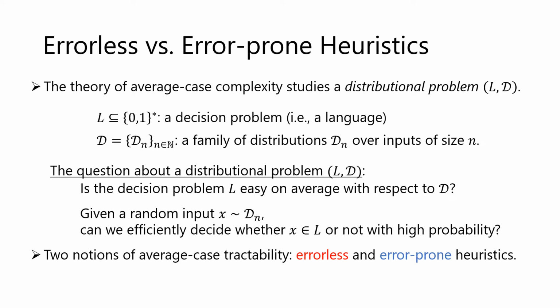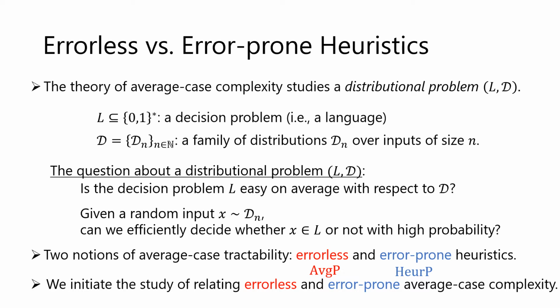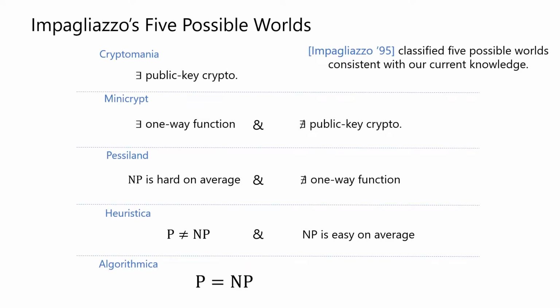When we try to formalize this question, there are at least two ways to formalize average case tractability: errorless or error-prone heuristics. Errorless is denoted by average P, and error-prone polynomial time algorithm is denoted by Heuri-P. In this work, we initiate the study of the relationship between errorless and error-prone average case complexities. Let me explain the motivation to study this question.